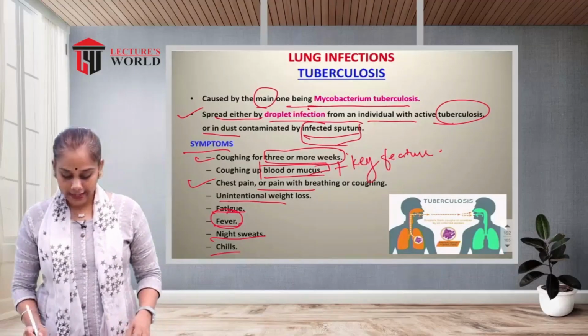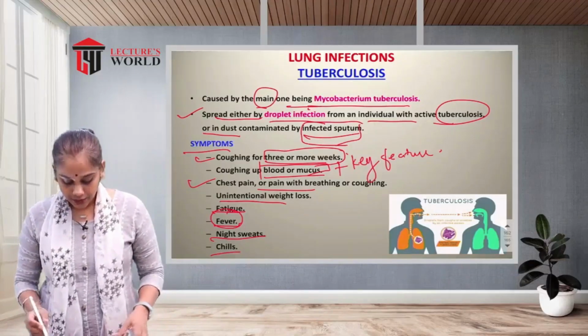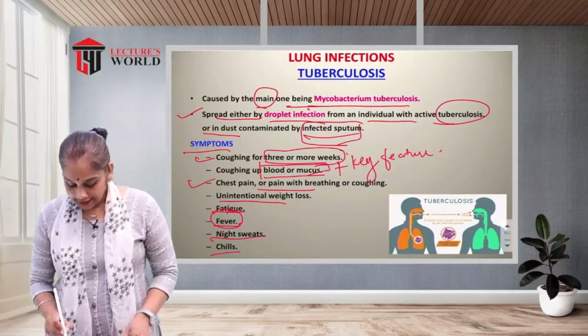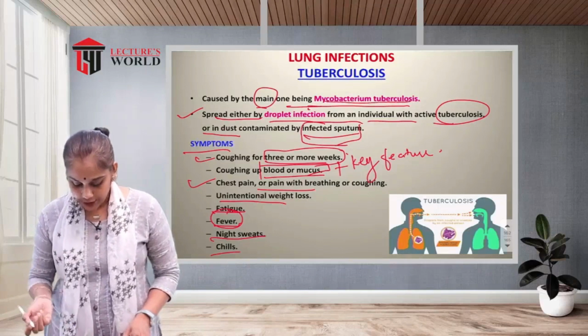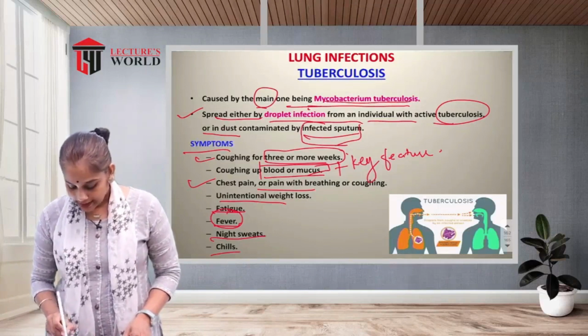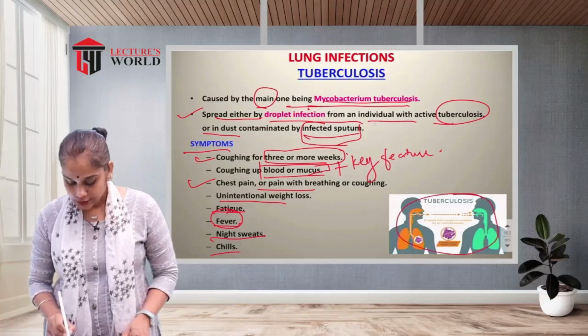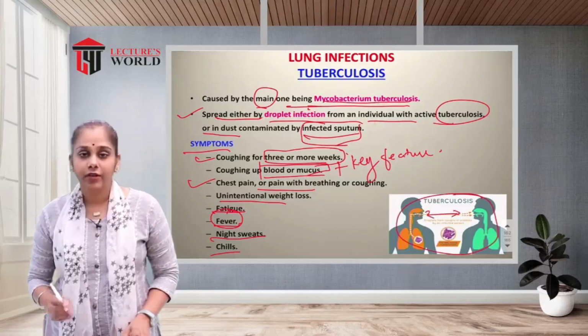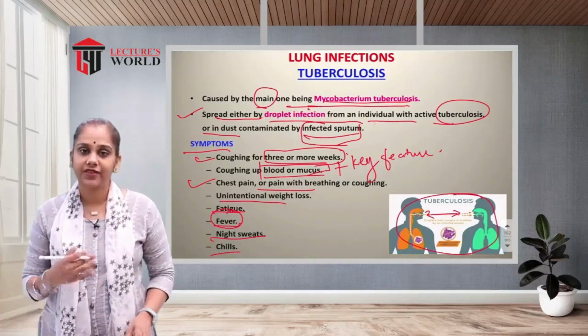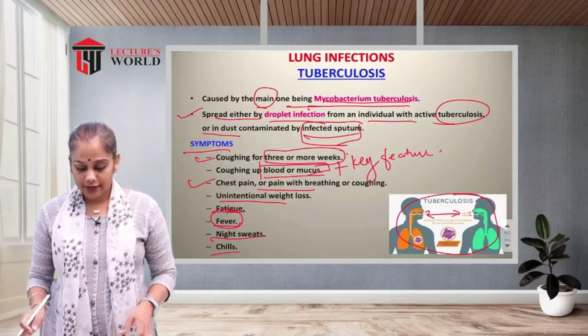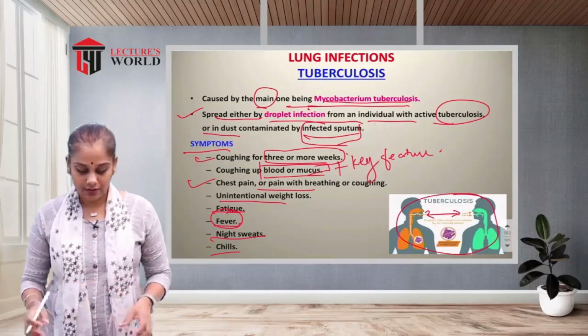is the key feature of tuberculosis. Okay, you can see it can be infected by the Mycobacterium tuberculosis as well as by droplet infection. You can see in the figure, this is the droplet infection from one person to another while coughing, while sneezing. So that is droplet infection.